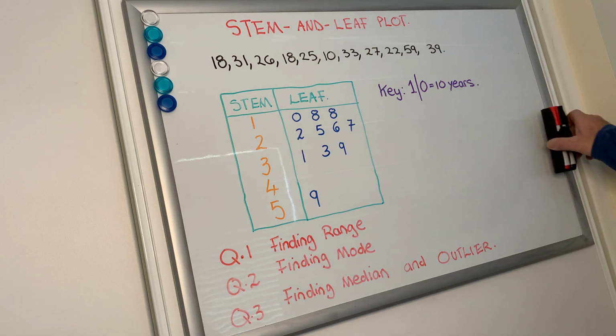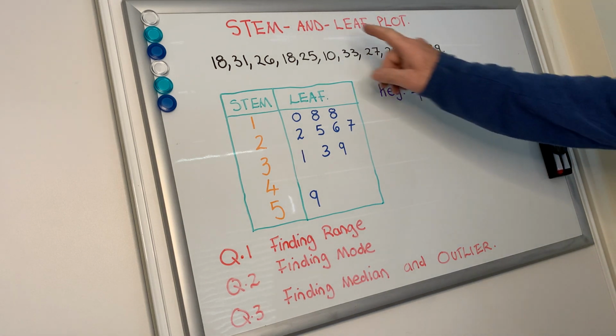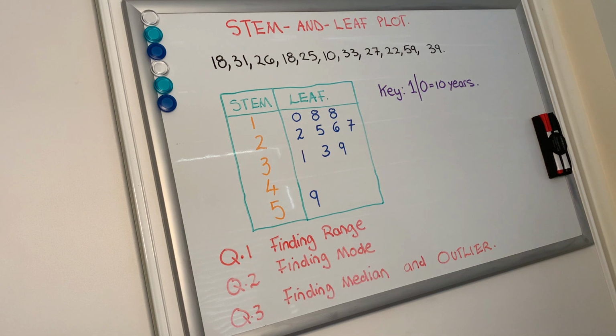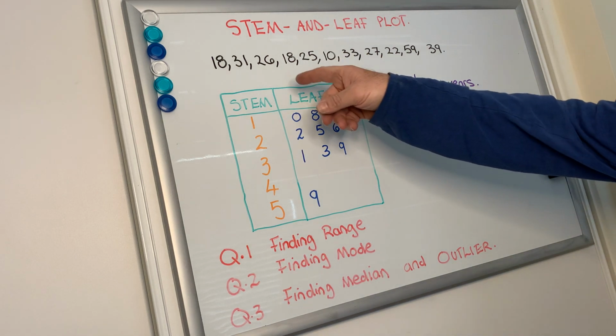Today we're going to be looking at a stem and leaf plot. A stem and leaf plot is a form of what we call quantitative data, represented in a graphical format, and it's used for assisting us with visualizing shapes of various distributions. So for example, what I've got here is a series of numbers.